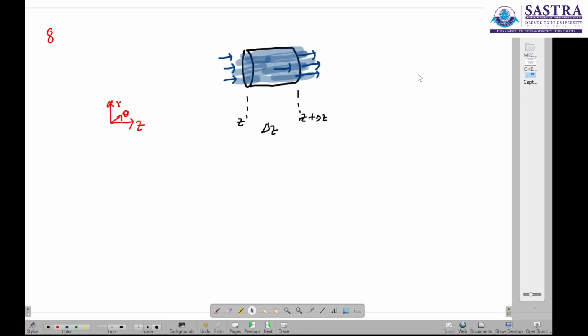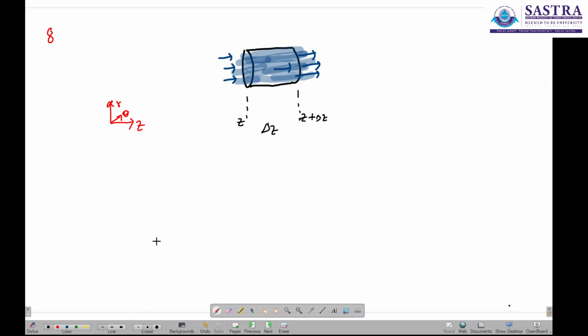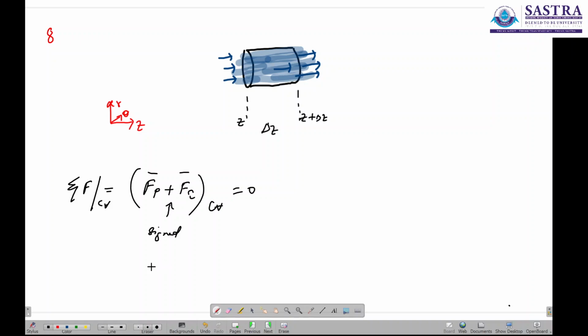So we have a control volume like this, and what we are going to do is a force balance on this control volume. This force balance is a sum of the significant forces, and the significant forces are the pressure force and the shear stress on this control volume, which should add up to 0. Note here, this is an algebraic addition, so this is a signed summation.